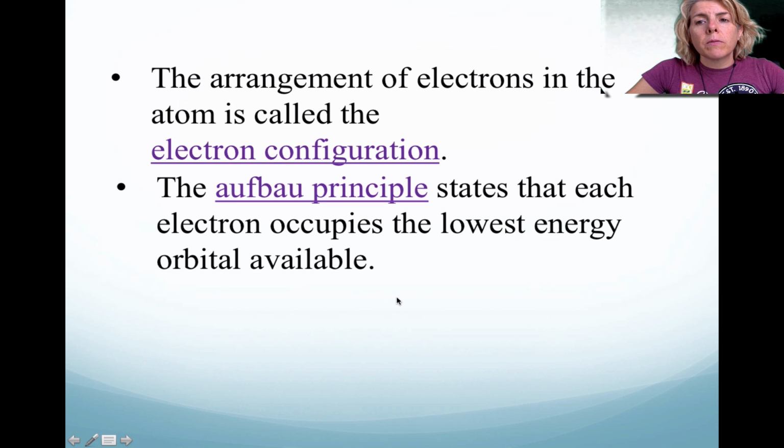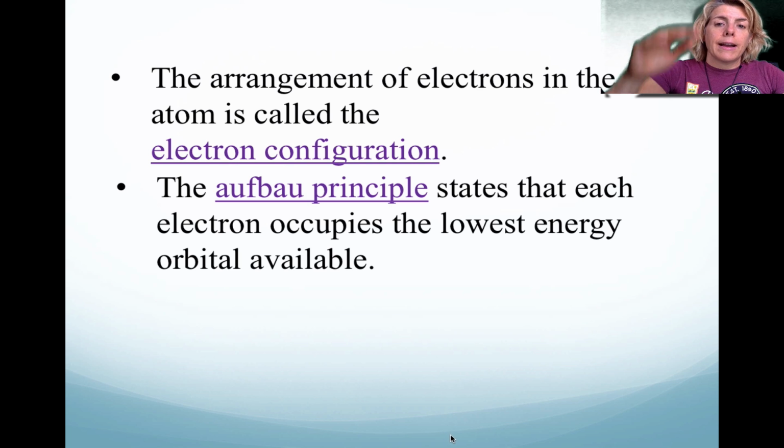So the arrangement of the electrons in an atom is what we call electron configuration. And notice the bigger the atom, the more electrons, the bigger the electron configuration. Now there's a principle called the Aufbau principle, and what it states is that electrons will go from a low energy level to a higher energy level when they fill up an atom.